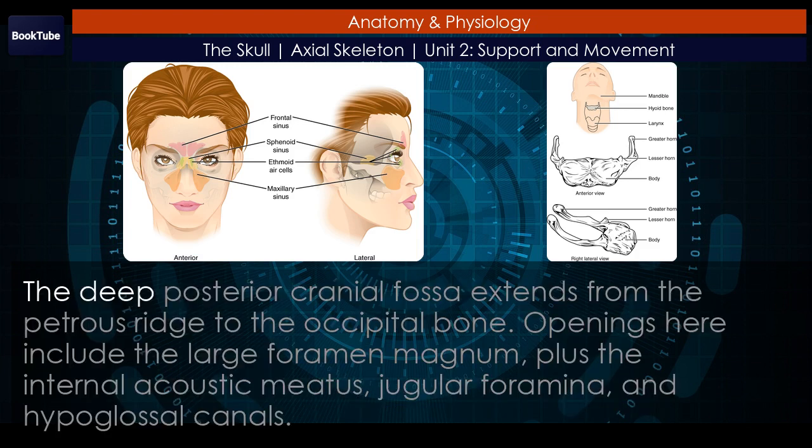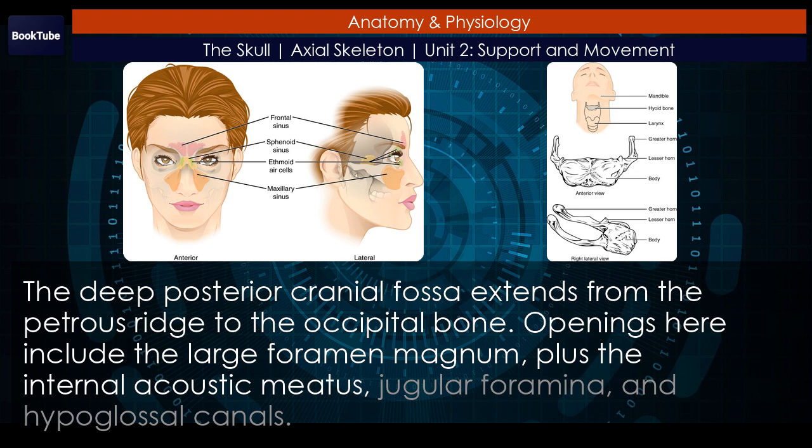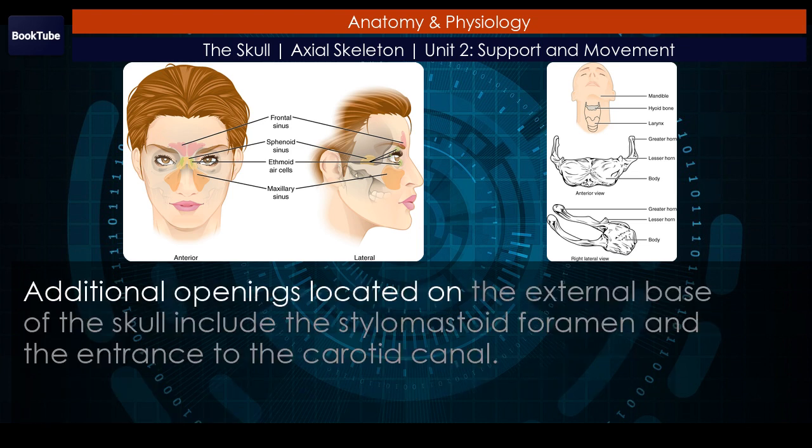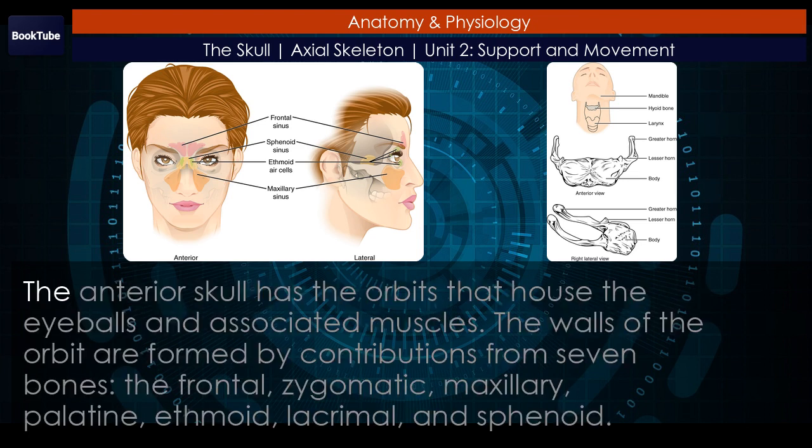The deep posterior cranial fossa extends from the petrous ridge to the occipital bone. Openings here include the large foramen magnum, plus the internal acoustic meatus, jugular foramina, and hypoglossal canals. Additional openings located on the external base of the skull include the stylomastoid foramen and the entrance to the carotid canal. The anterior skull has the orbits that house the eyeballs and associated muscles.